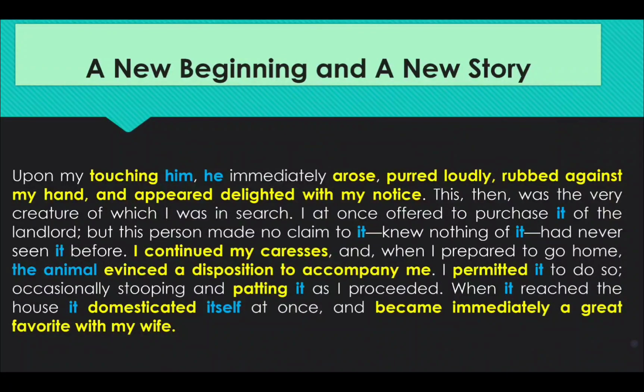A new beginning, right? So the new character's relationship is described positively, not negatively, with dynamic interaction between the two characters, the narrator and the cat, through verbs that indicate a good beginning: touching, arose, purred loudly, rubbed against my hand, appeared delighted, continued my caresses, evinced a disposition to accompany me, permitted it, patting, domesticated itself, became immediately a great favorite with my wife. You see? So these verbs indicate good activity between the two.